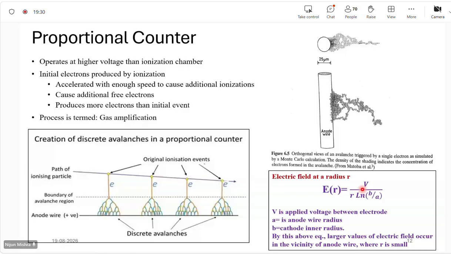Coming to the proportional counter. A proportional counter operates at a higher voltage than an ionization chamber. What happens when radiation comes and interacts with the gas medium? It creates a primary electron. This primary electron drifts towards the positively charged electrode. During its drifting process, it further creates ionization.